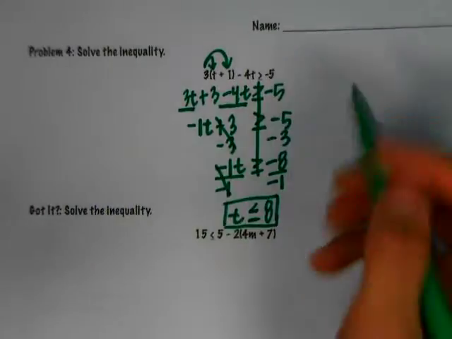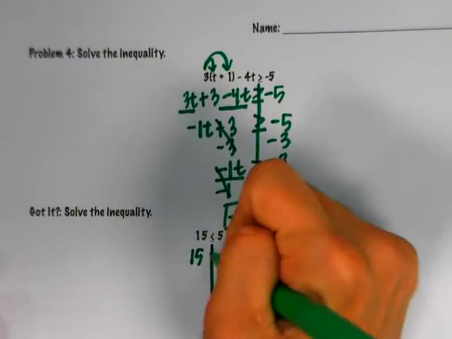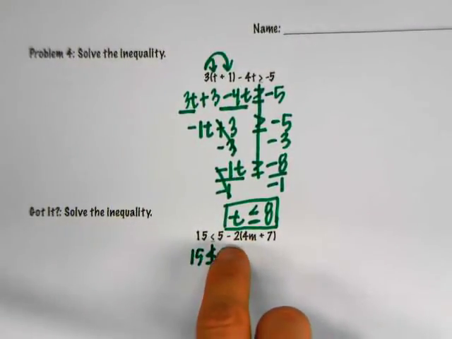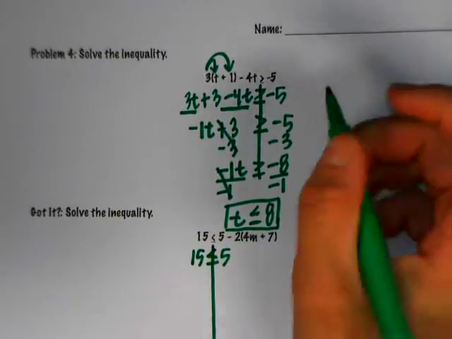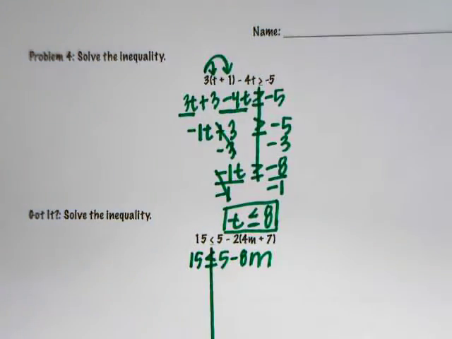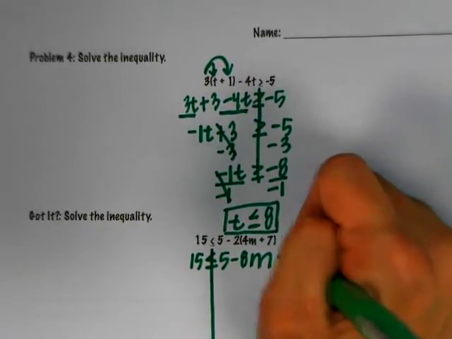Okay, ready? All right, so for this one, you're distributing the negative 2. So what's negative 2 times 4m? Negative 8m. Negative 2 times 4 is negative 8. And then what is negative 2 times 7? Negative 14. Yep.